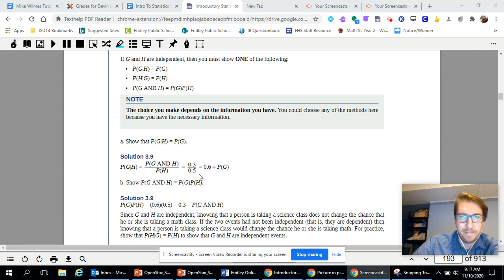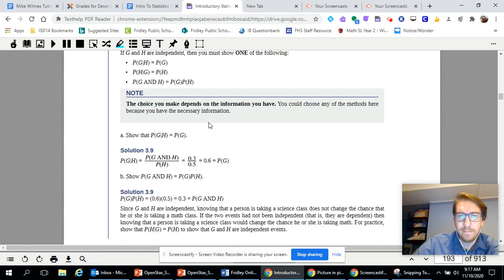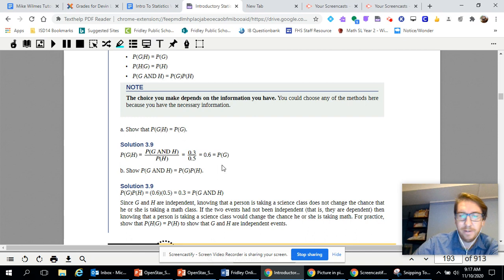So probability of science, as they gave us up top, was 0.5. And the probability of math and science is 0.3. And if we take 0.3 divided by 0.5, look at that. It works out exactly to give us 0.6, which is the probability of math class. So that worked. And if that works, boom, we're done. They're independent. We can do it another way, though.